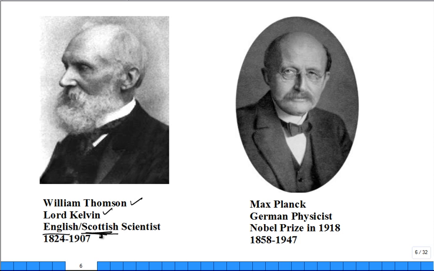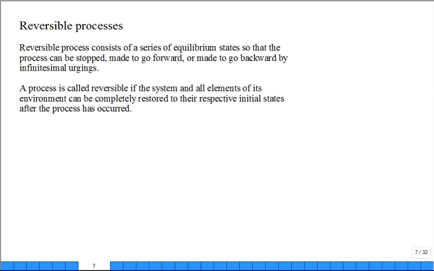everybody wants to subdivide. And then Planck, German physicist, he's the one that won the Nobel Prize in that year, 1918. I copy and pasted, sorry. And those are the years, and you can read more about Planck and Thomson if you just Google them or go to Wikipedia. Now we move to the concept of reversible.